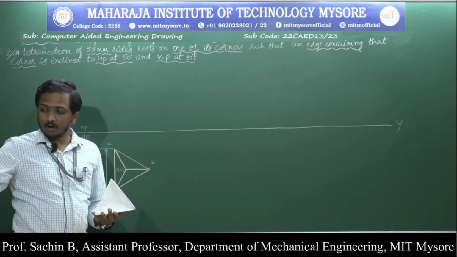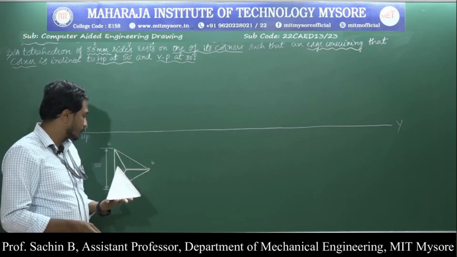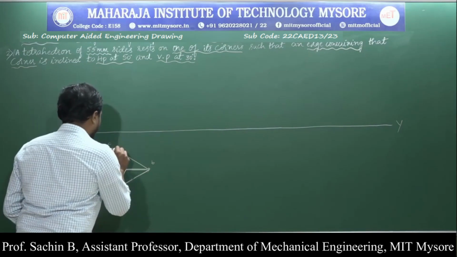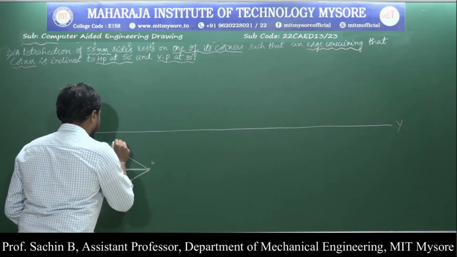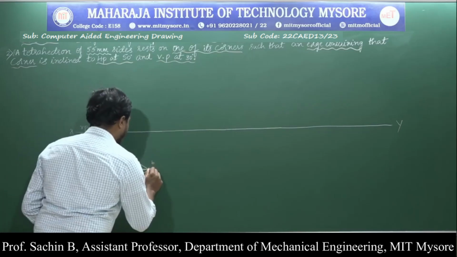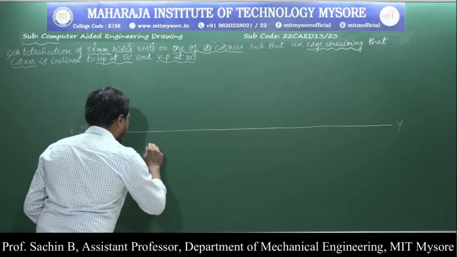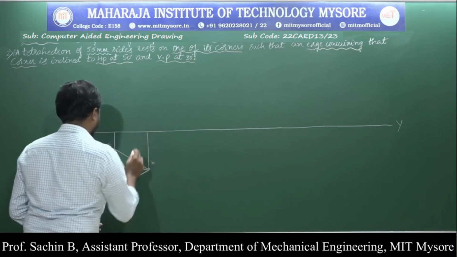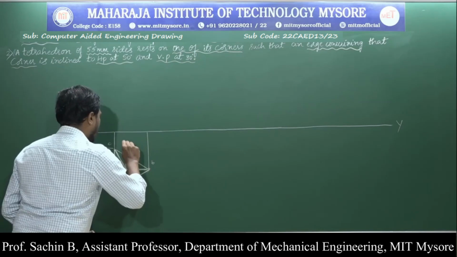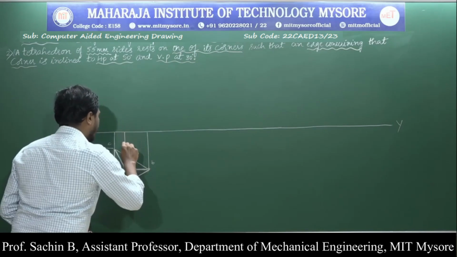Next I should draw the front view of the object. To draw the front view of the object, I will draw the projection lines from the top view to the front view. One more projection line, again one more from the axis, to get the front view of the object.